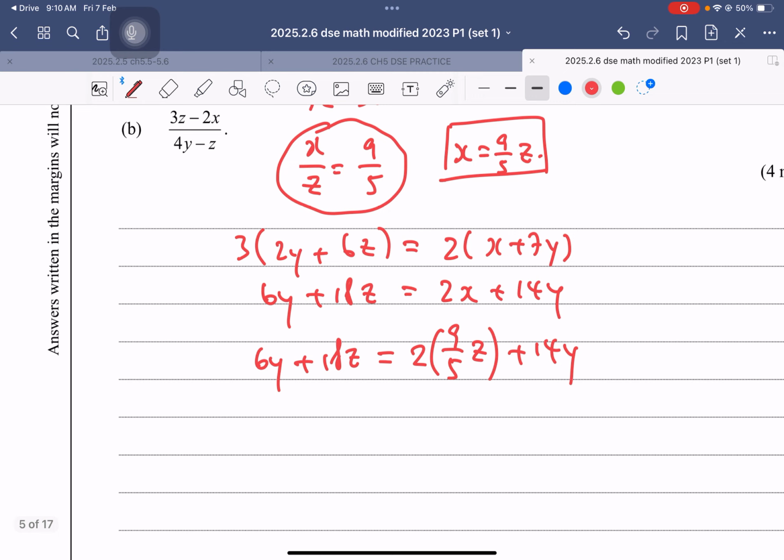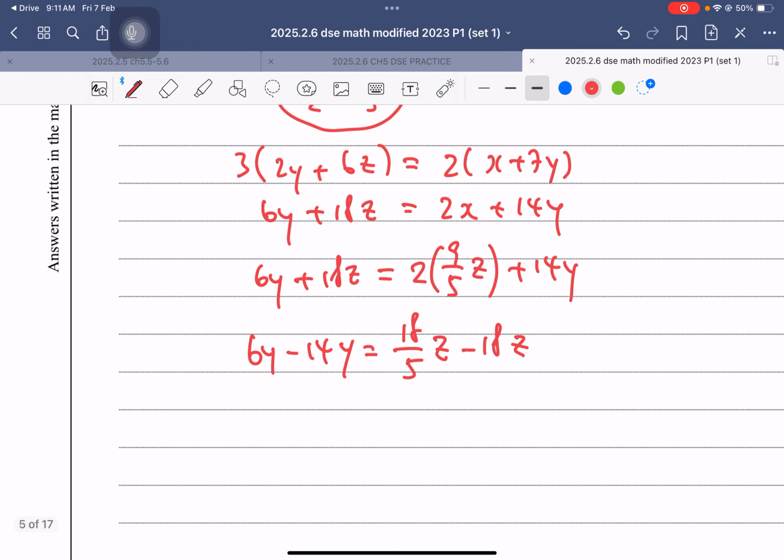So now what you need to do, you need to solve. You can put z with z, the z and z together, y and y together. Okay? So I have 6y minus 14y equal to, this is 2 times 9 giving you 18, 18 over 5z minus 18z. Then use your calculator, you get this is negative 8y equal to negative 72 over 5z. Okay?